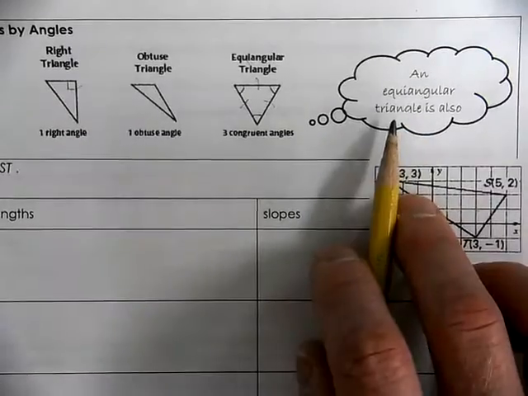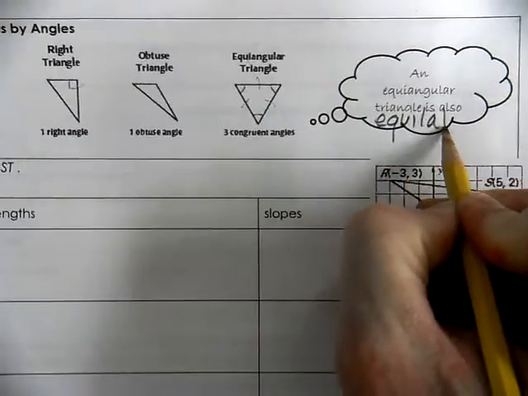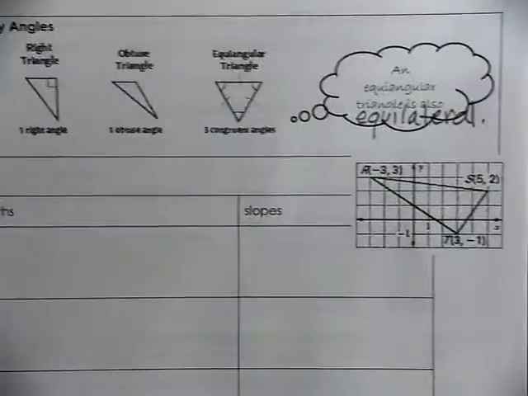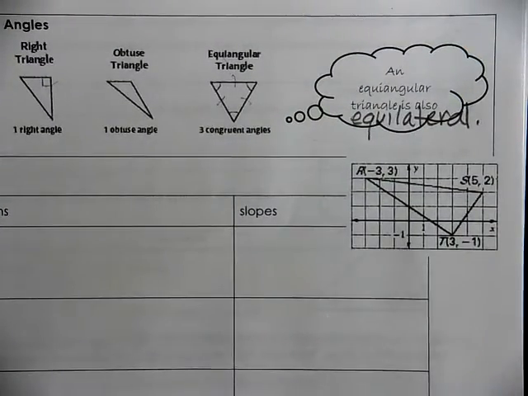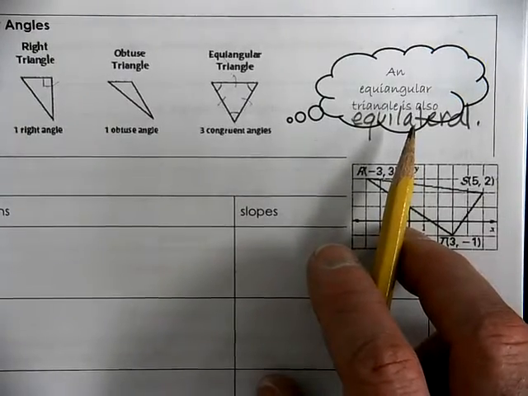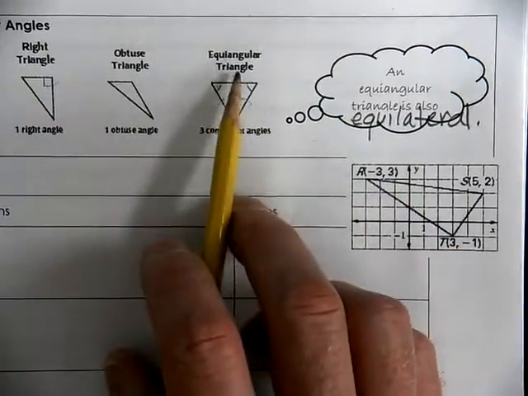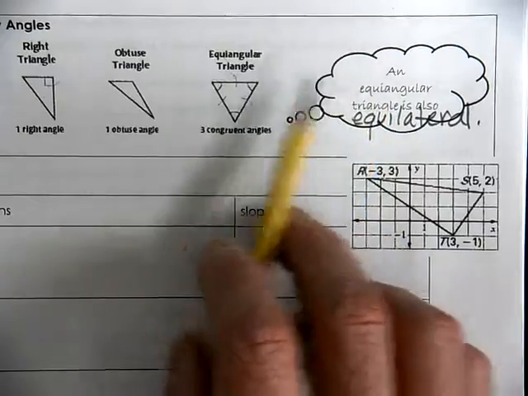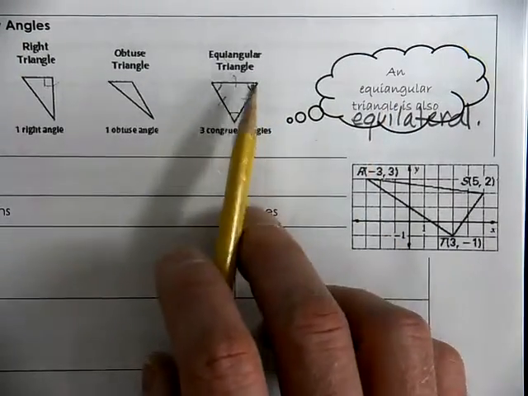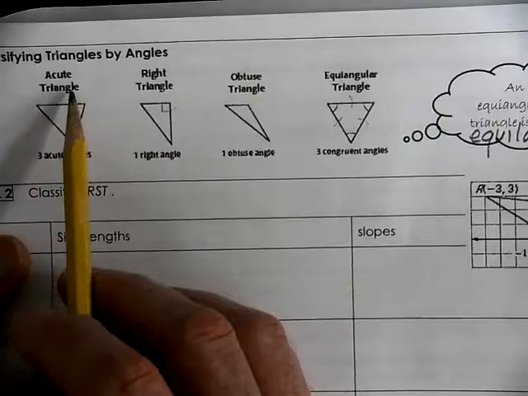Okay, an equiangular triangle is also equilateral. If you have all equal angles, you have all equal sides, and the other way around also. If you have all equal sides, then you have all equal angles. You would be considered a regular triangle. An equilateral triangle is going to have all equal sides. Equiangular triangle is going to have all equal angles. And those equal angles would have to measure 60 apiece, and that would fall underneath the category of acute.